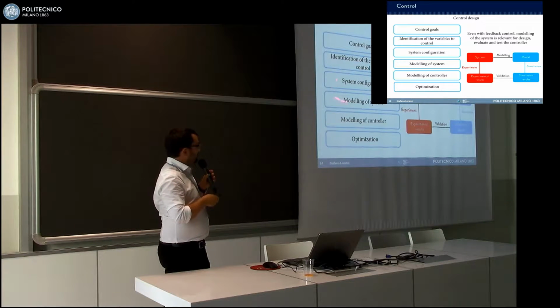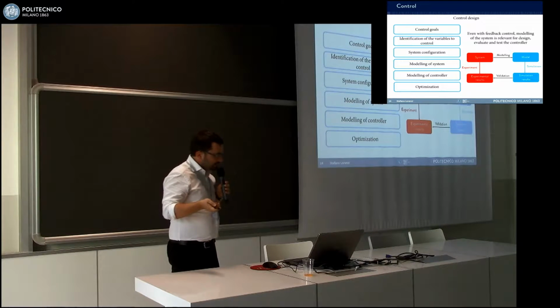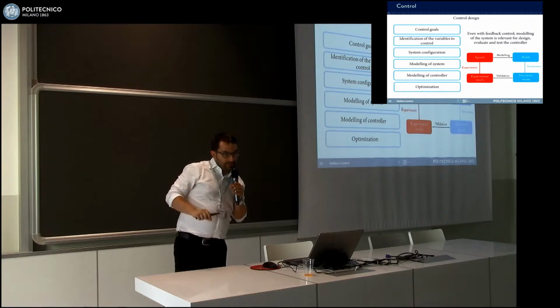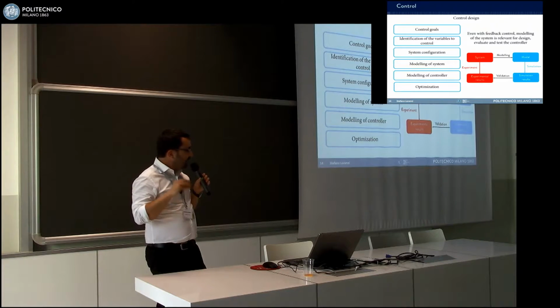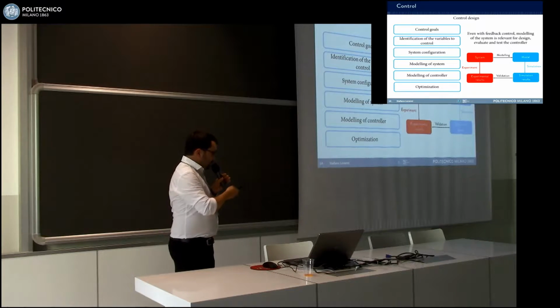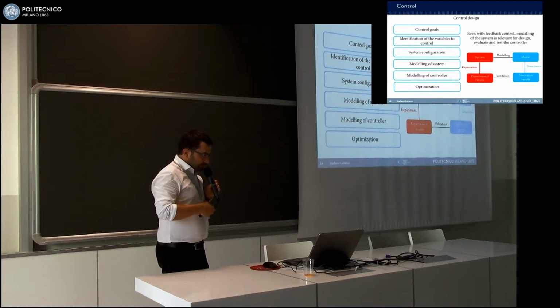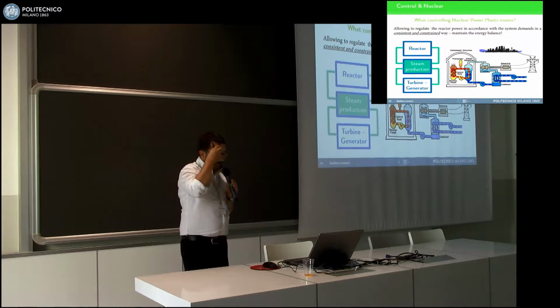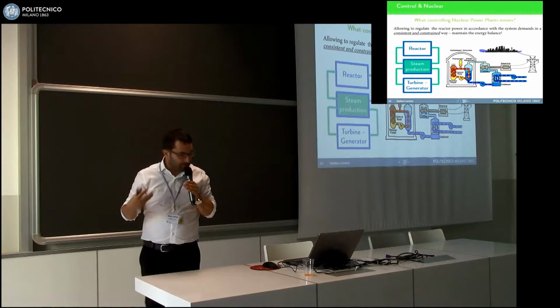Then we have to study the system configuration, in particular the modeling of the system. Starting from the modeling of the system, we can get some information on how to implement our control action. And so we can model our controller and then optimize the whole system. But let's go to the nuclear part. What does controlling a nuclear power plant mean?